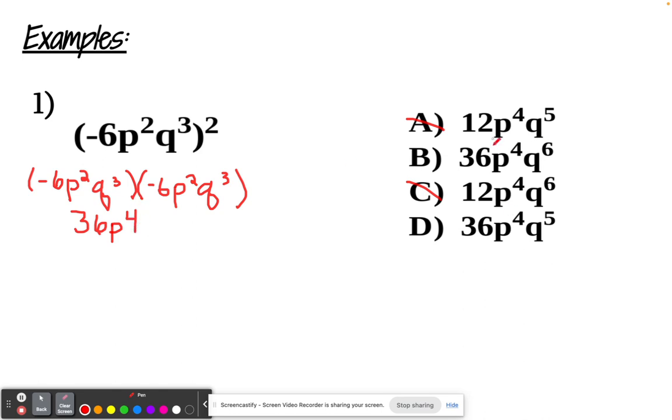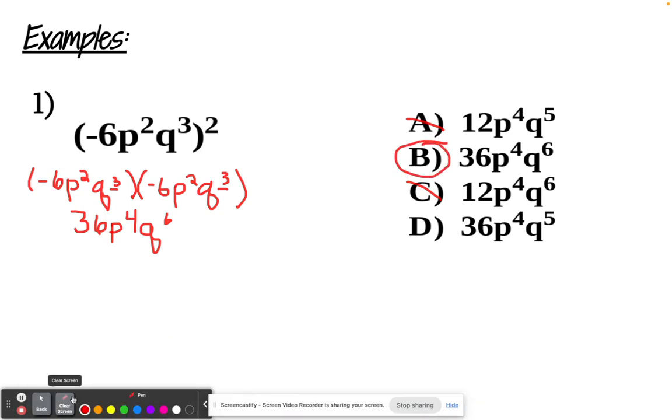Both of these have p to the fourth power, so that doesn't have much. Q to the third power, q to the third power. 3 plus 3 is 6. Q to the sixth power. So it would be B.